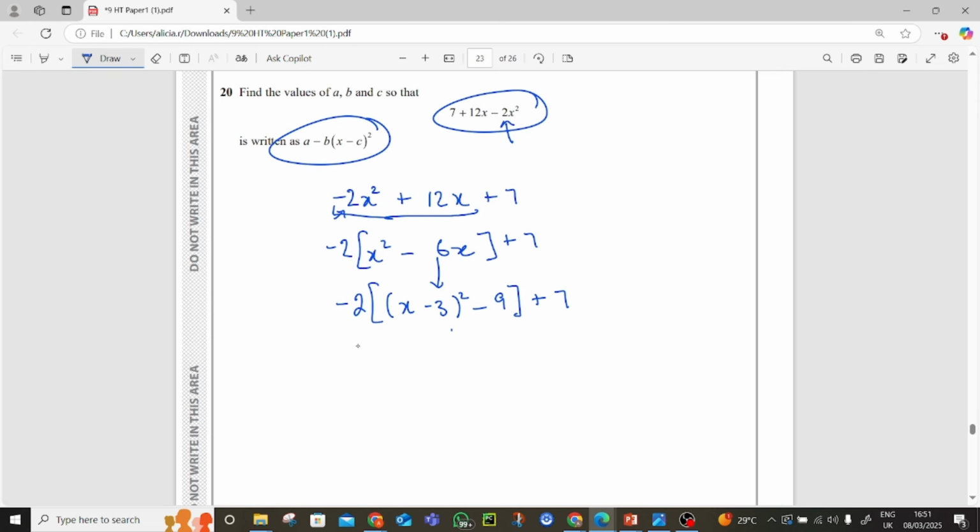Now we're going to expand out those square brackets. Let's get rid of them. So this is minus 2 times x minus 3 all squared. Minus 2 times minus 9 is plus 18. And then the plus 7 on the end. And then we have minus 2 times x minus 3 squared. And I'm just collecting together these two terms here. So plus 18 plus 7 is plus 25.